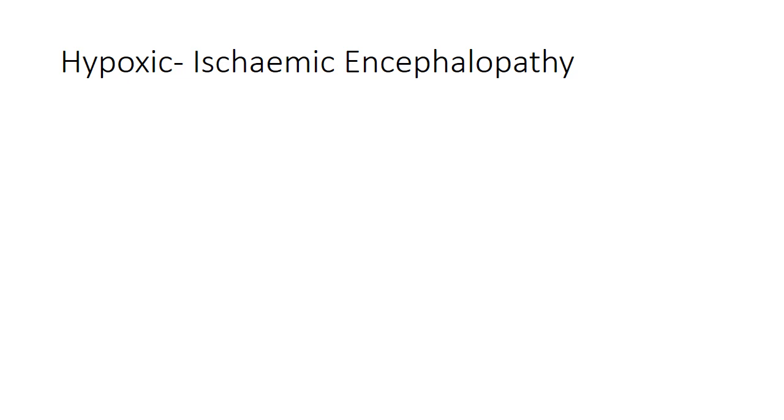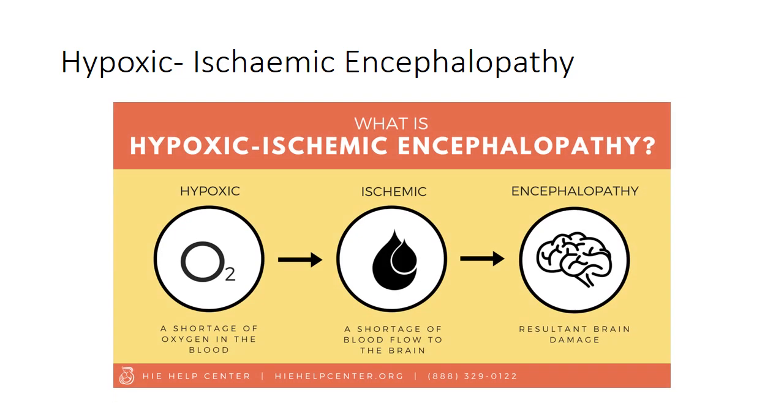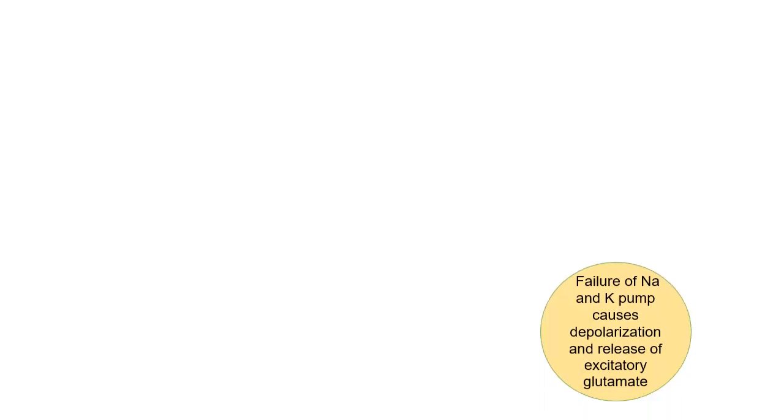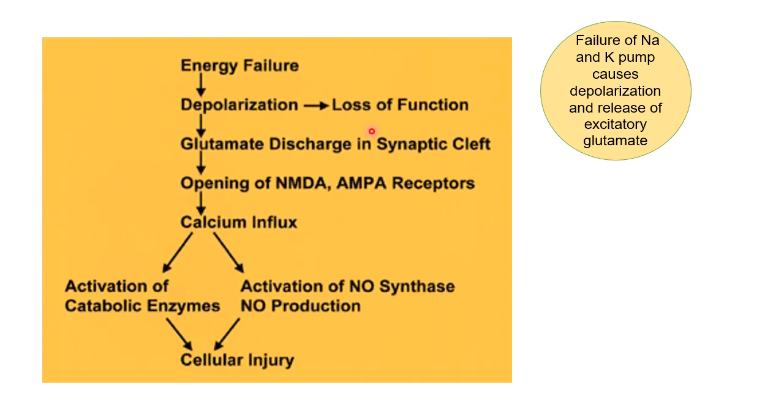So what is hypoxic ischemic encephalopathy? As the term implies, it is hypoxia with ischemia resulting in brain damage or encephalopathy. But how does this happen? There is failure of the sodium and potassium pump, which causes depolarization and release of excitatory glutamate. This glutamate is discharged at the synaptic cleft and opens the NMDA and AMPA receptors, resulting in calcium influx.